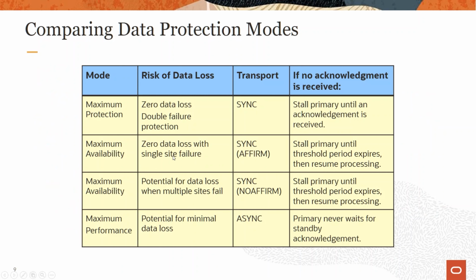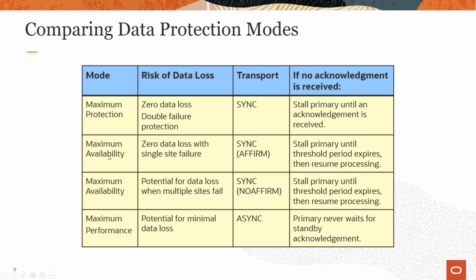Summary. Maximum protection: zero data loss, even with double failure. So we can achieve zero data loss from double failure and stall the primary until an acknowledgement is received. But if it's not possible to keep a synchronized standby database over the net timeout, then your primary database will go down.